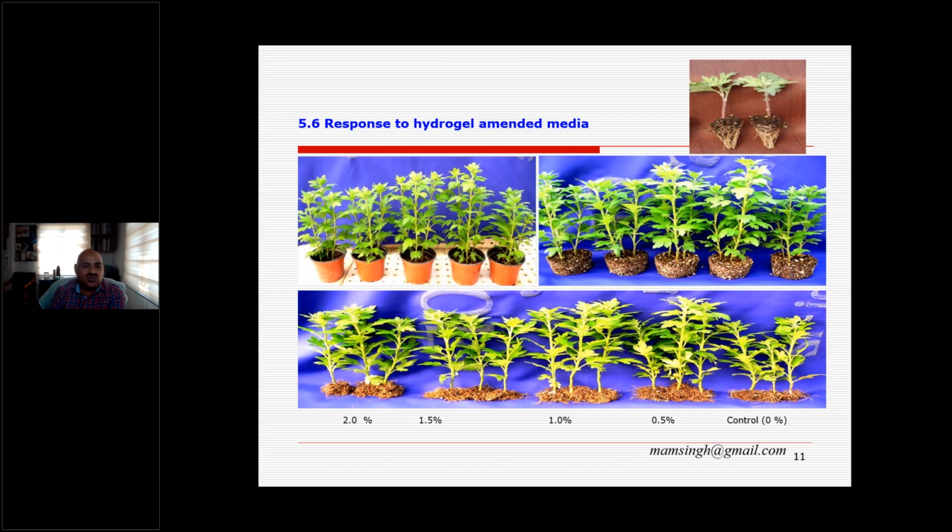So then the root shoot ratio will be affected, and this is again very important to note. If the roots have moisture very near, they will not tend to grow. If there is moisture stress and the water is less, then the roots also grow. But you have to be very sure what the ratio of hydrogel mix in the growing media should be, so that it does not affect the root and shoot ratio at the same time.